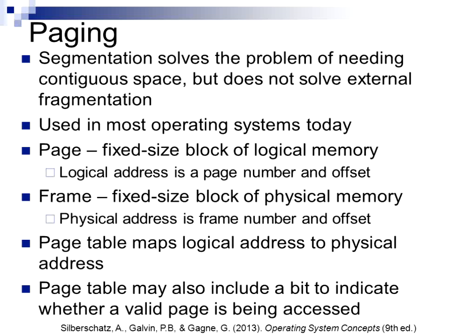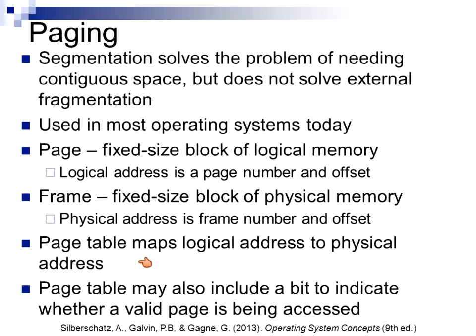Okay, so while paging solves the problem of needing contiguous memory space, it doesn't solve the problem of fragmentation. Still, when we're loading these things in memory, there's going to be these gaps. And so what we do now in most operating systems today is something called paging. We have pages, which are a fixed size block in logical memory, and those blocks of logical memory get mapped to the physical memory.